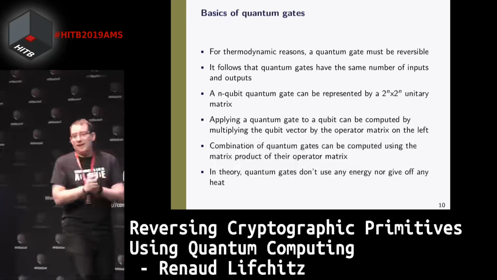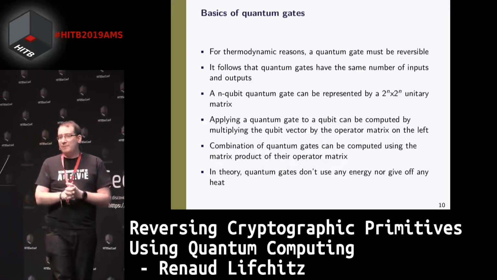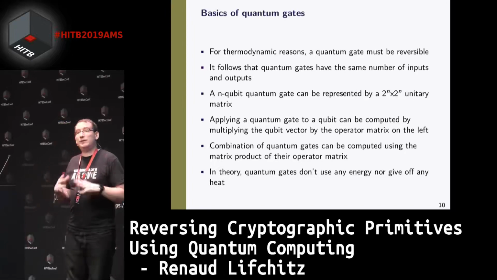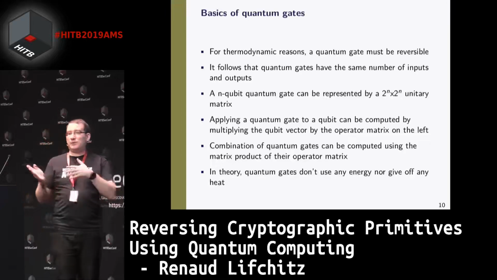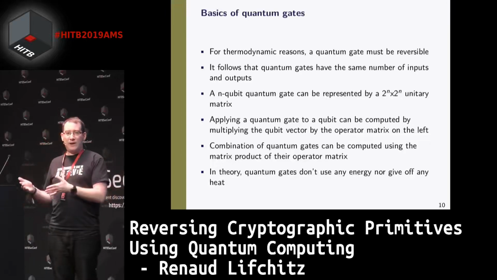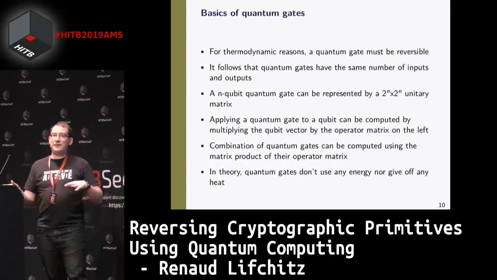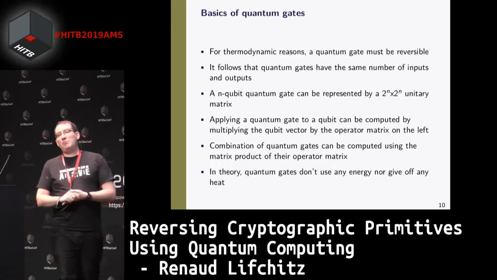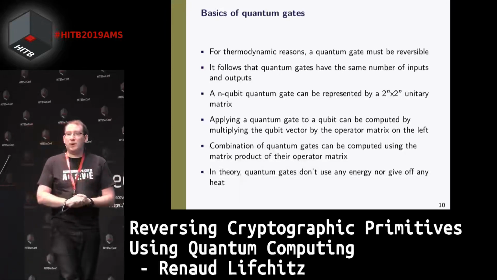What's interesting in quantum computing is that, for thermodynamic reasons, a quantum gate... what is a quantum gate? It's like a gate in traditional computing, that is to say an AND gate or OR gate or XOR gate in traditional computing. You can have exactly the same thing with quantum gates, but they are a bit different because quantum gates must be reversible.